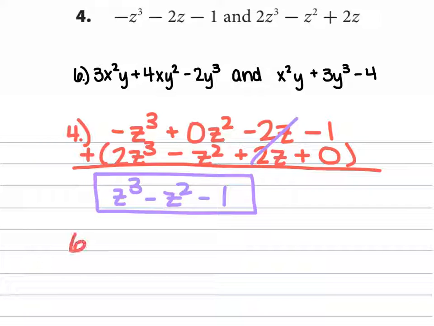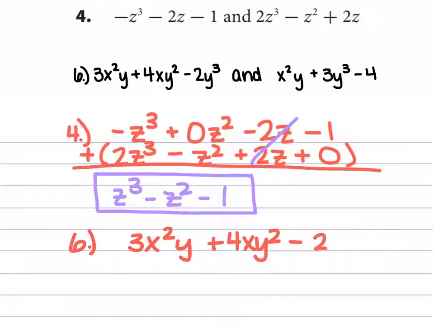For 6, we have 3x squared y plus 4xy squared minus 2y cubed, and x squared y plus 3y cubed minus 4. So we're going to line these up vertically. If we look at the first one, we have 3x squared y plus 4xy squared minus 2y cubed plus 0. Then we go look at the next set of terms.